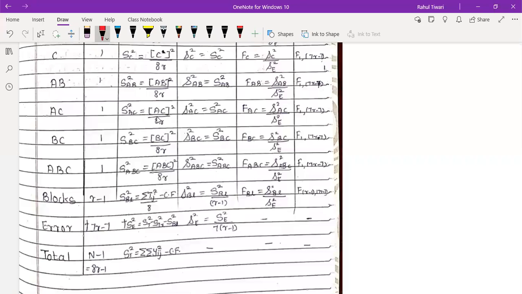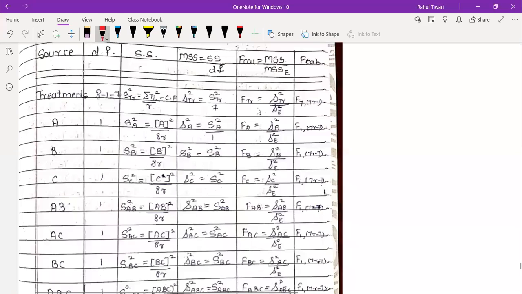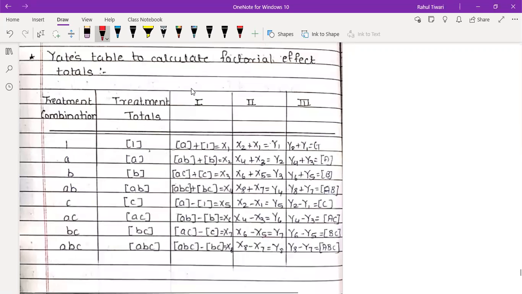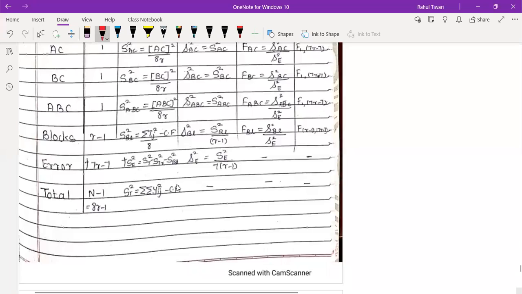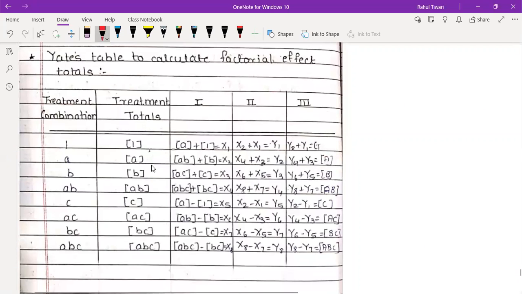Sum of squares you already know. MSS, F calculated and F tabulated will be obtained using the same concept as in the 2² factorial design. And then this is the final table, which is very important, as I said. Why? Because this will give us the treatment effects, and on its basis I have to prepare the ANOVA table. So the procedure is the same as you did in 2², do it in 2³.